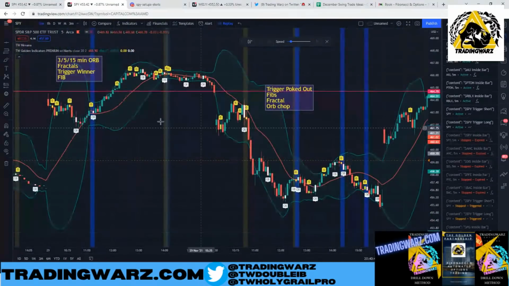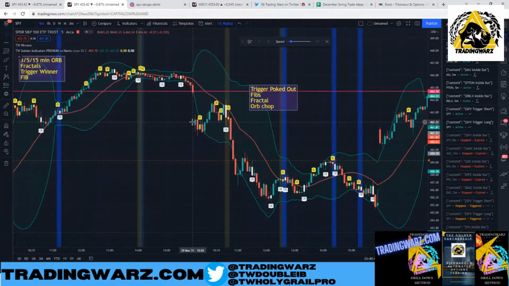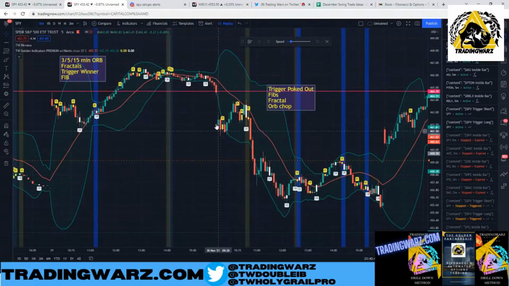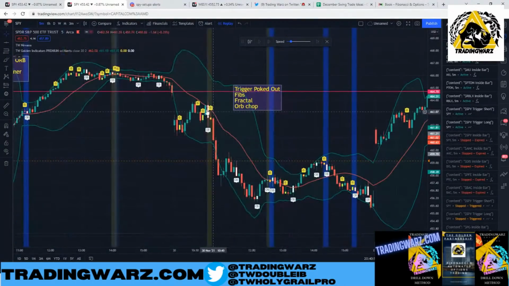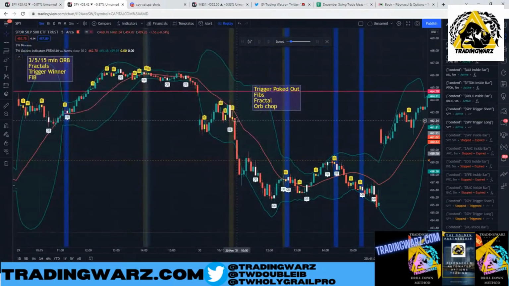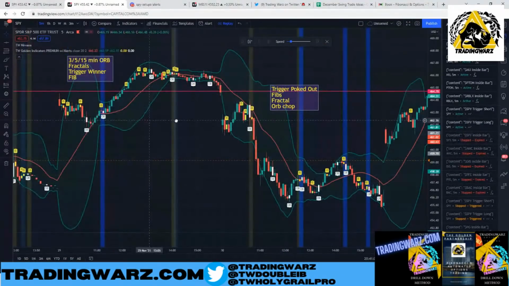So these two, I'm not going to take too much longer. Here was Tuesday. We had the opening range breakouts, which did fail right off the bat. The trigger also failed. We got poked out before it reversed, but we had some beautiful fractals here that were nice scalps. And this holy grail right here was the beautiful fractal that took us down. So a little bit difficult day on Tuesday, but nothing too bad.